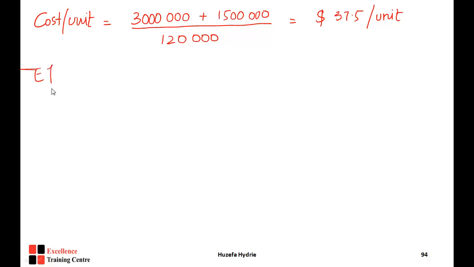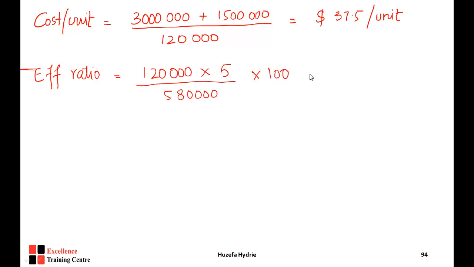So when we calculate efficiency ratio, that will be actual production multiplied by budgeted hours per unit. So that will give you standard hours divided by actual. Actual is 580. Multiply by 100. So what ratio are we getting? 103.45%. So if your ratio is above 100, what does that indicate? Your labor is more efficient or less efficient? More efficient, definitely.